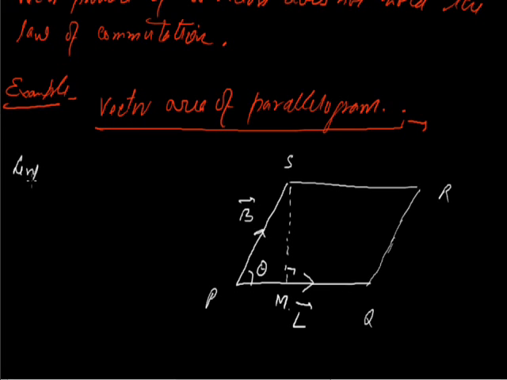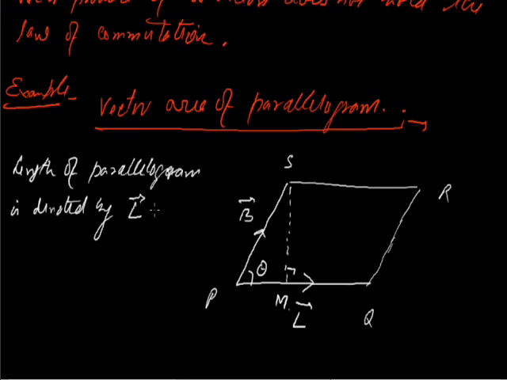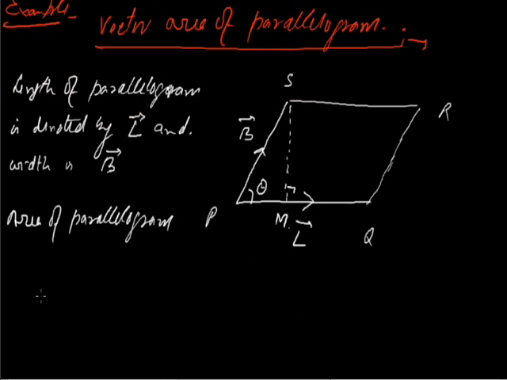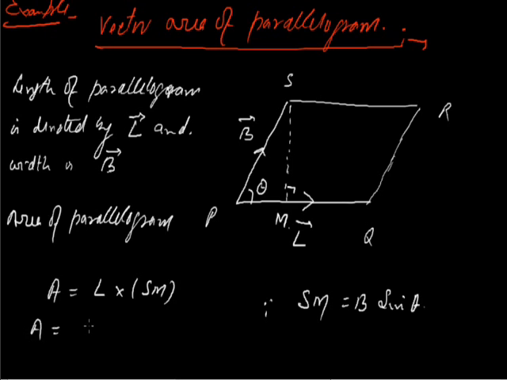The length of the parallelogram is denoted by vector L, and the width is vector B. The area of the parallelogram, A, is length into perpendicular distance, height, that's SM. Because the value of SM is B sine theta, we can also write A is L B sine theta.